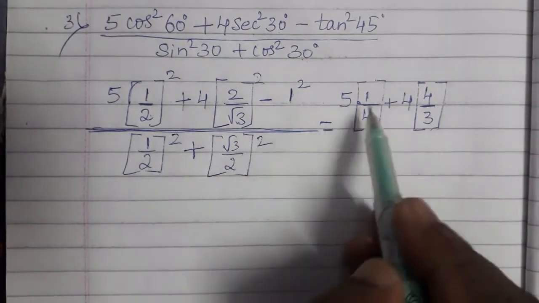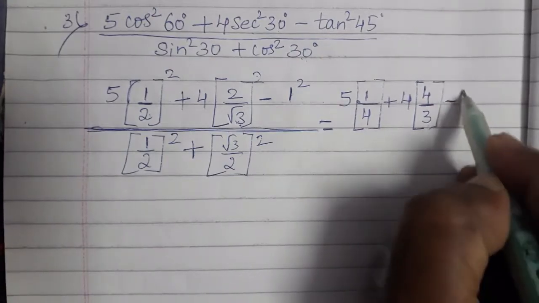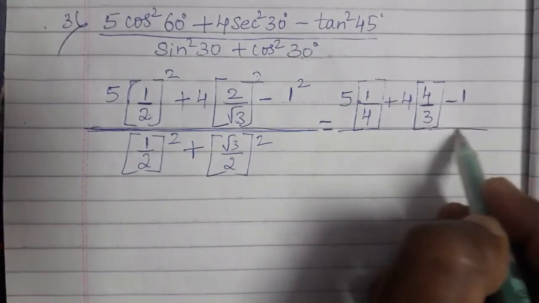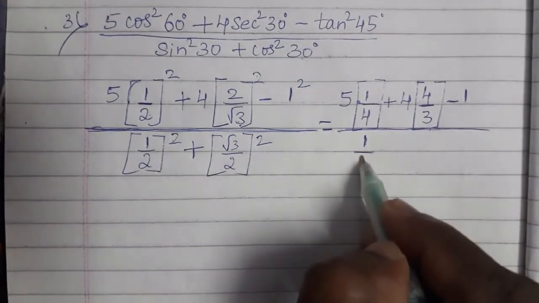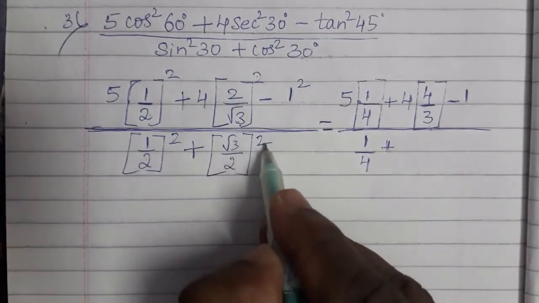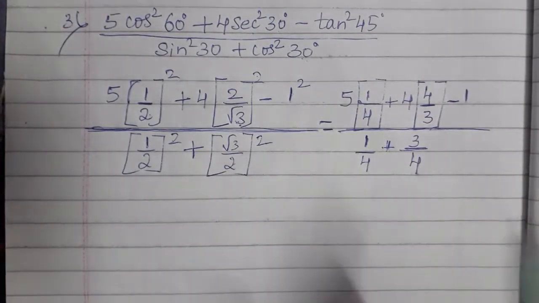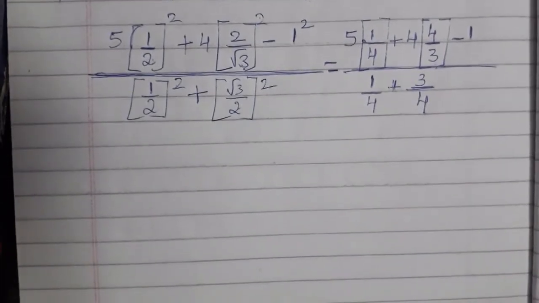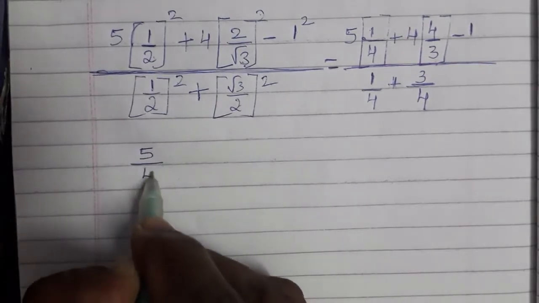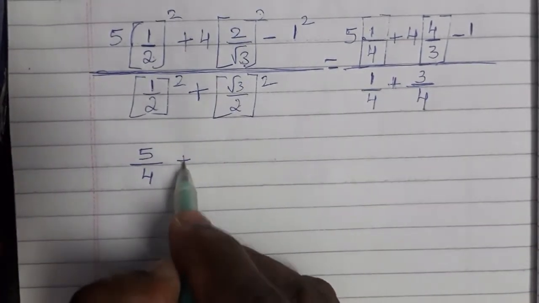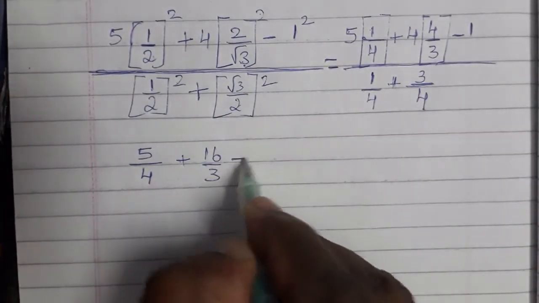Root 3 into root 3 will become root 9. So square root of 9 is 3. Minus 1. Now we'll see the denominator. 1 square is 1. 2 square is 4. Plus root 3 the whole square will become 3. 2 square will become 4. Now again numerators we have to simplify. 5 ones are 5. So this will become 5 by 4. Then write plus. 4 fours are 16. 16 by 3. Then minus 1.